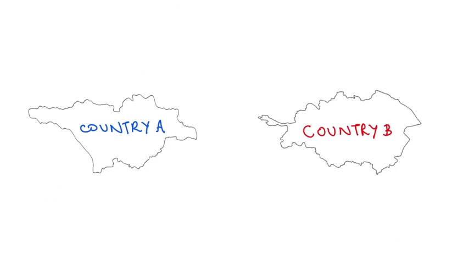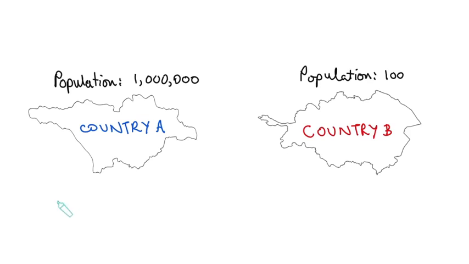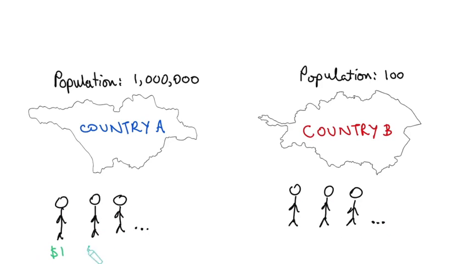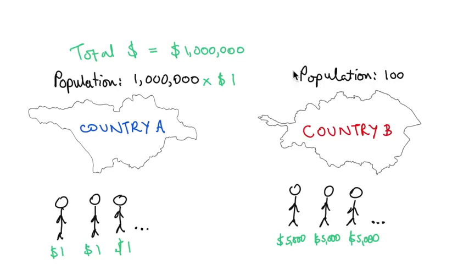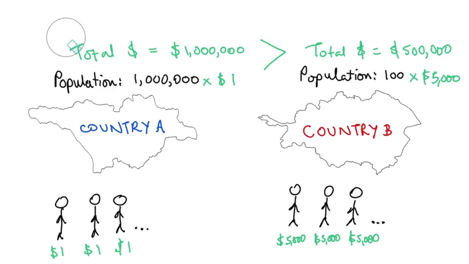Let's look at an analogy. Let's say 1 million people live in country A and 100 people live in country B. Now let's say that every person in country A has $1 to their name, and every person in country B has $5,000. What's the total amount of money in each country? Well, in country A, there's $1 million total. And in country B, there's $500,000 total. So country A has more money than country B.